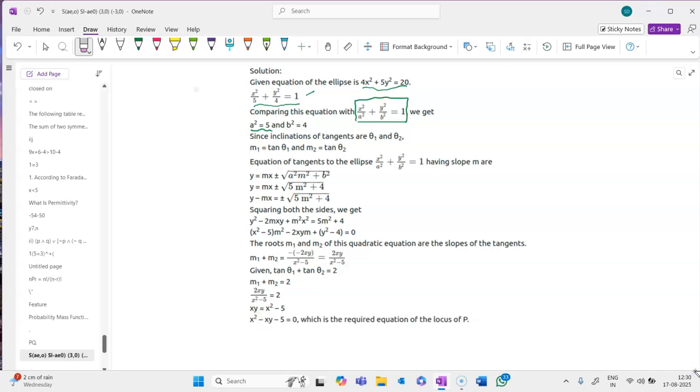Finally, using the sum of slopes formula and equating, we get the required condition for the locus, that is, x square minus xy minus 5 equals 0, which is the required equation of the locus of point P. Okay, thank you.